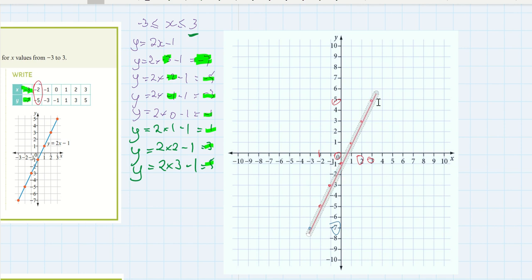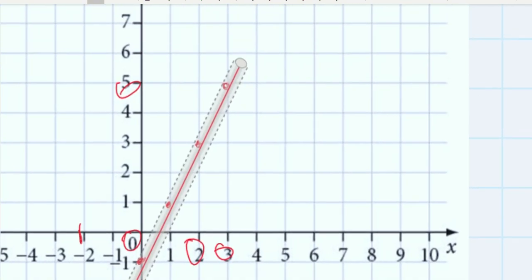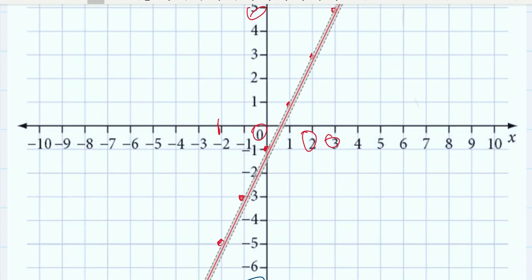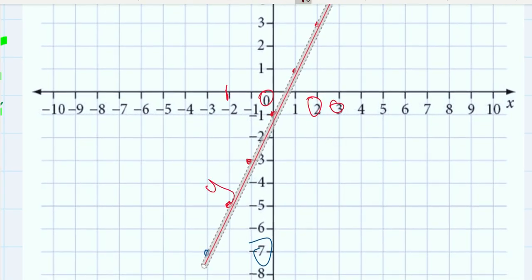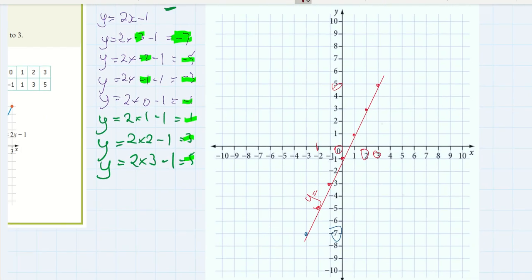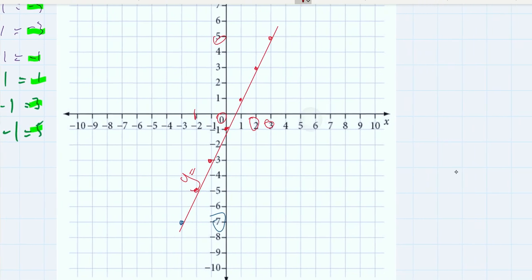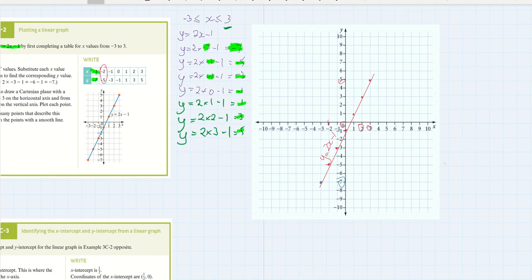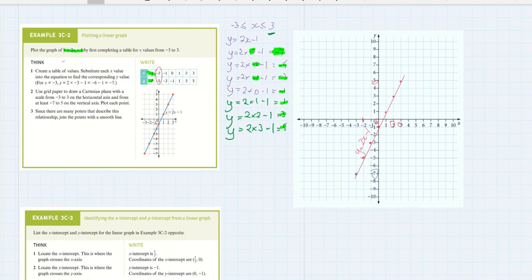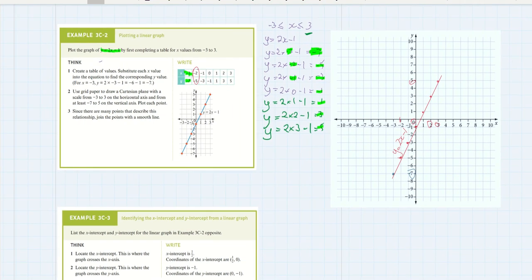It's not being very nice for me. And we generally also just write the function on the line. So we can say that y equals, what did we say it was? 2x minus 1. And that's my linear function turned into a linear graph. So you can see that this is the function and over here is my graph.